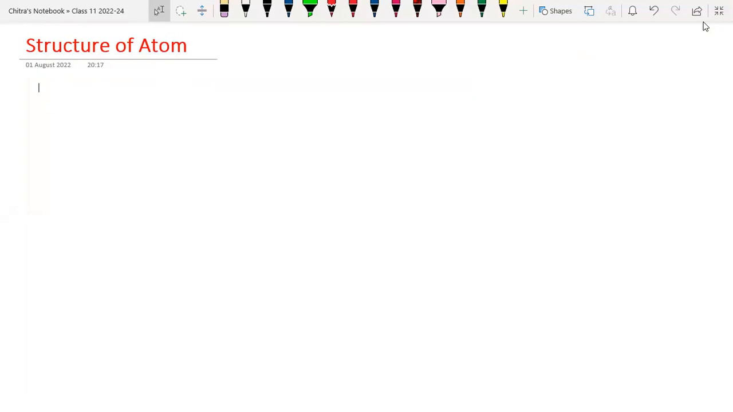Today we are going to start the second chapter of our chemistry, which is the structure of atom. So first we have to understand what an atom is, and then we will discuss the structure. This chapter is very important because here we will first discuss what an atom is. So, the introduction part.